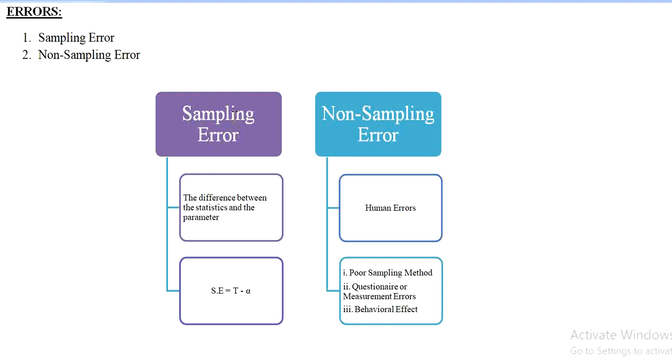Sampling error means there is some problem in the sampling. I mean, there was something unclear in your sample, or your sample was not appropriate, that's why you didn't get the appropriate results from your sample. In that case, sampling error would occur. It is the difference between the statistic and the parameter.